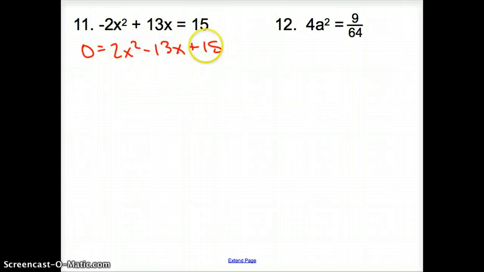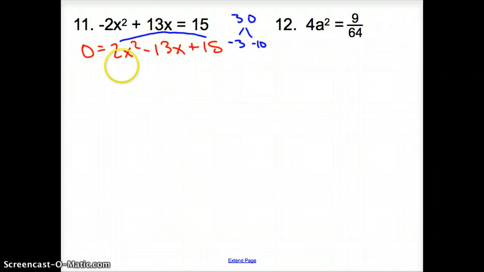Now, can we factor what's in the red? How do we factor what's in the red? Can we take anything out? We cannot. So I'm going to take the 2 times the 15 to get a positive 30. Now we want multiples of a positive 30 that add up to a negative 13. That's going to be negative 3 and negative 10. Multiplied together, they are 30, but when you add them up, it's going to be negative 13.